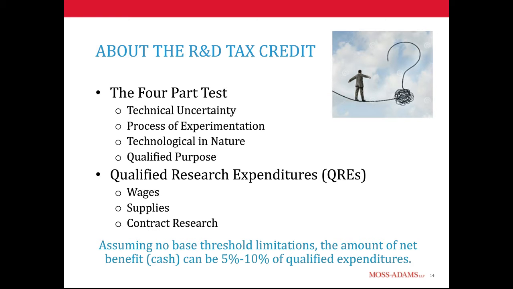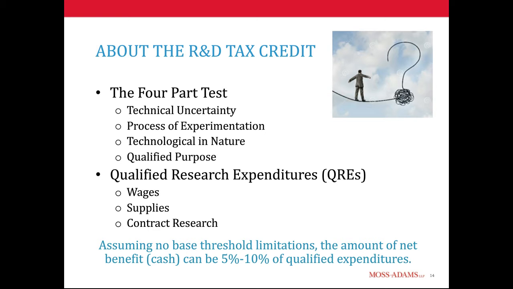Basically, it's for new product, new process development, or improvement to products or processes. There's 3 types of qualified expenditures: wages, supplies, and contract research. And typically, the credit falls between 5 to 10% of those expenditures, and that is a dollar for dollar return on tax filed on your annual tax return.